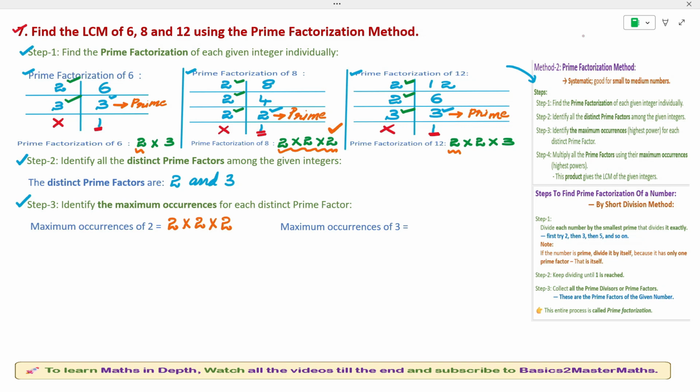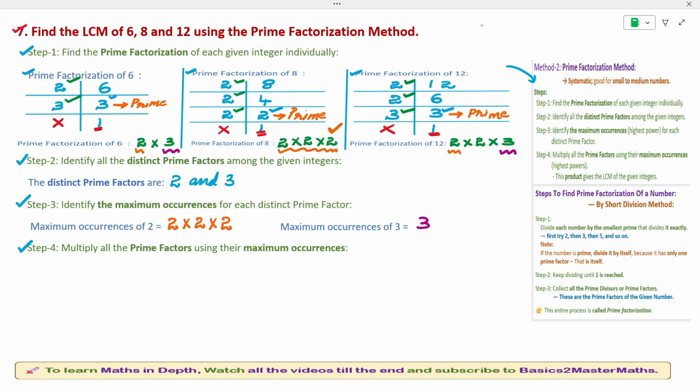Observe, 3 occurs in the prime factorizations of 6 and 12, but it occurs the same number of times in both. So, we can take 3 from either prime factorization as its maximum occurrences.